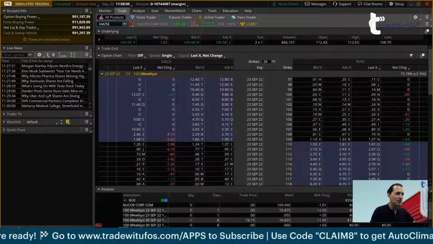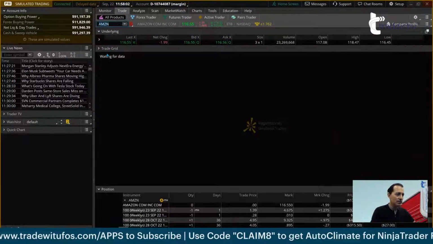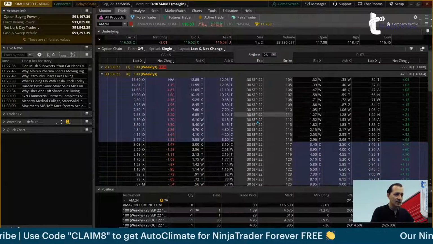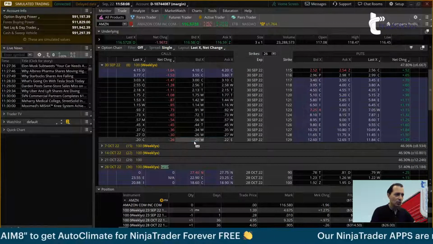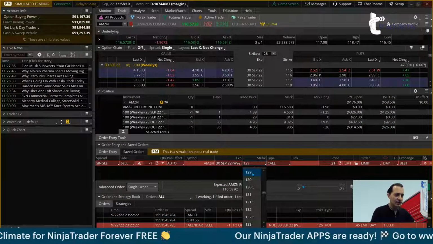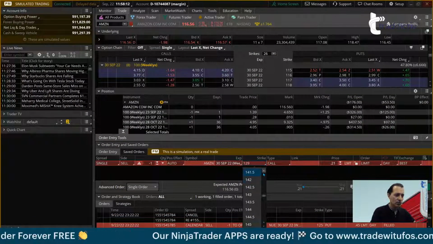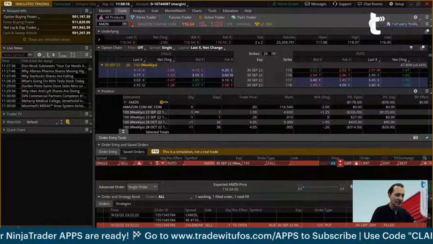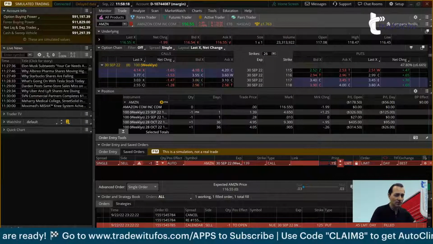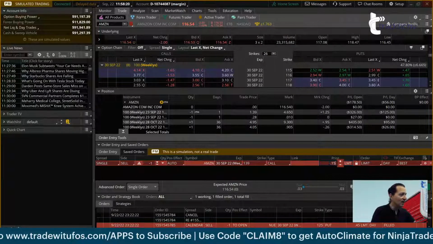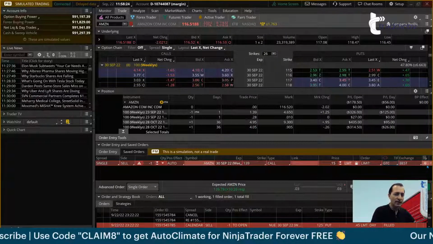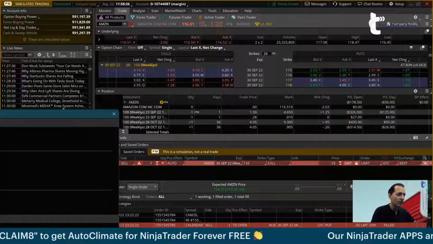So looking at Amazon, we are looking at September 30, the 139 strike. We are looking at selling this at 15 cents, if possible. We cannot do it today because we still have one short call. So I'm going to have to do a good till cancel order with an activation rule to trigger the order next Monday.